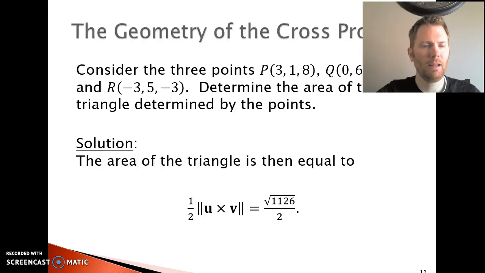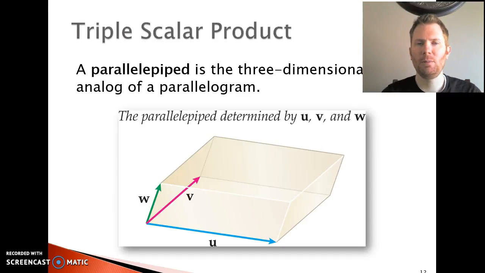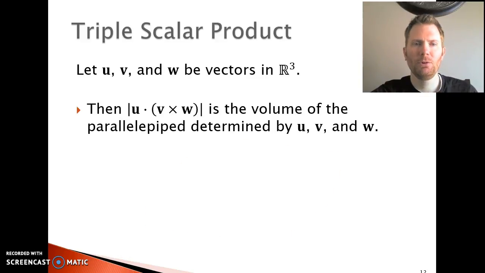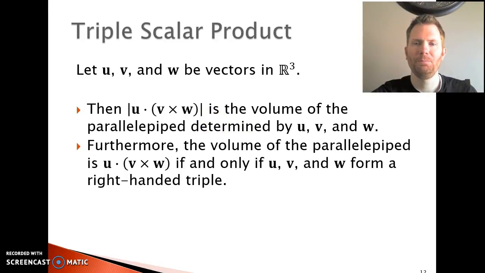And lastly, let's talk about the parallelepiped. This is the three-dimensional analog of the parallelogram. So if you extended a parallelogram into a third dimension, we have this new fun term, parallelepiped. The triple scalar product is what is used to find the volume of it. So if you have three vectors u, v, and w, the absolute value of u dotted with the cross product of v and w is the volume of that parallelepiped.